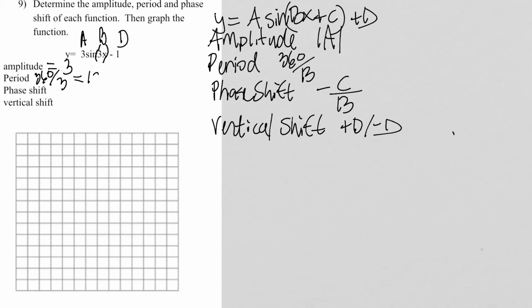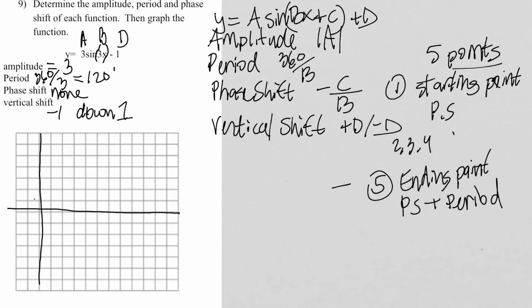That's how long it takes to make one cycle of this graph. There is no phase shift because there is no C, so this is none. And the vertical shift is -1. That means it's down 1. Okay, so when we are doing these graphs, we need to have 5 points.